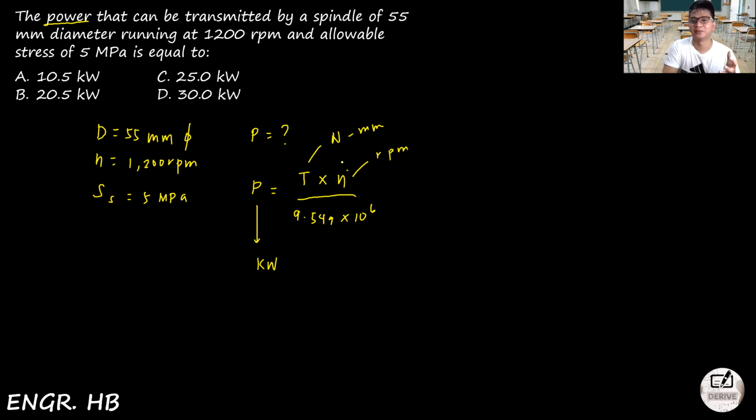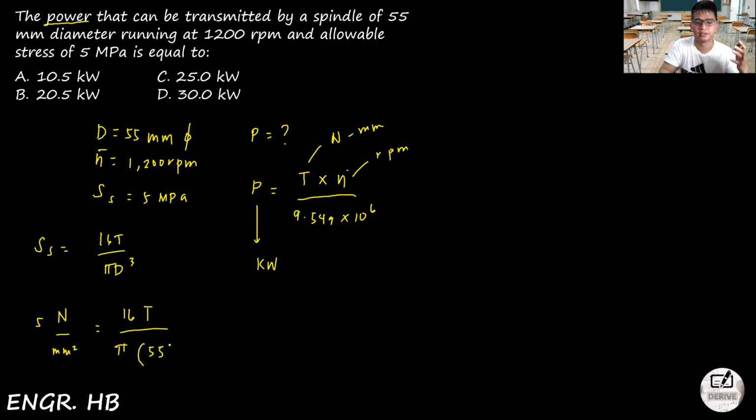The question is, where is the torque? We are given the allowable shear stress, and the formula for the shear stress under torsion is 16T over pi d cube. So 5 megapascals or 5 Newton per square millimeter is equal to 16T divided by pi times 55 cubed, in cubic millimeters, since the diameter is 55 mm. The units cancel, and the torque will be in Newton mm, which fits perfectly.